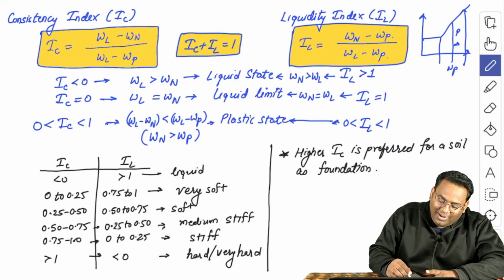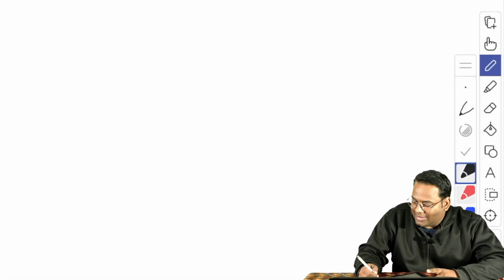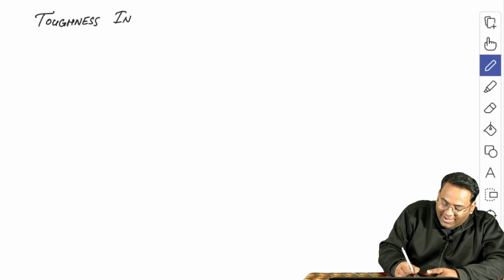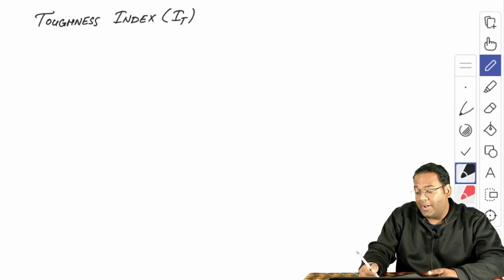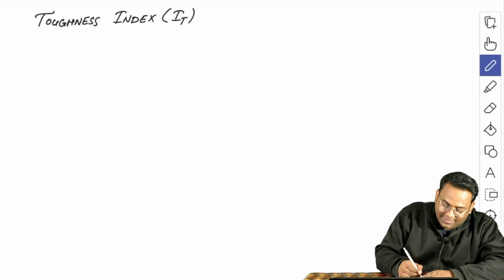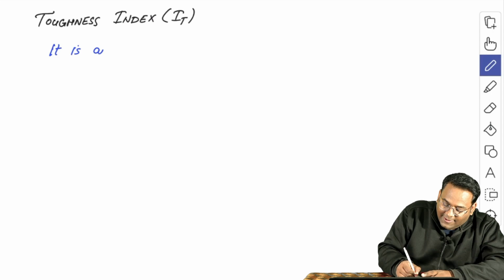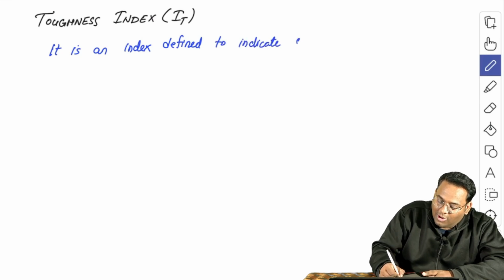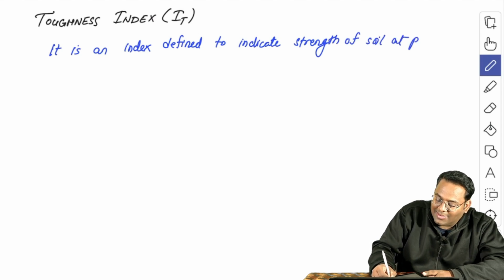Let us move ahead to one more term in the same lecture, and that is your toughness index. So what is toughness index? This is indicated by IT, and this is an index that is defined to indicate the strength of soil at plastic limit.